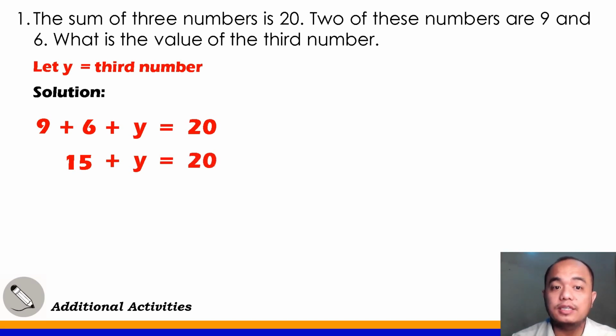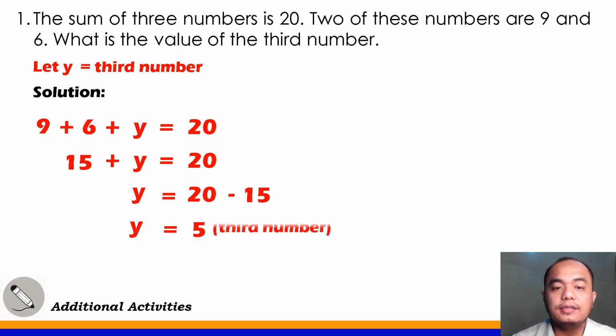This time, we will transpose 15 on the other side. No? Ililipat natin yung 15 sa kabilang side. Take note that the operation here is addition. So, kung ililipat natin yung 15, magiging subtraction na yung operation natin. That makes it 20 minus 15. So, we have now our result, which is 5. So, y here is 5.